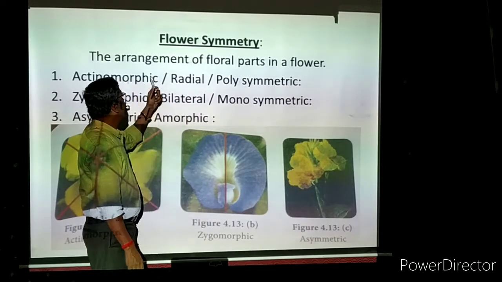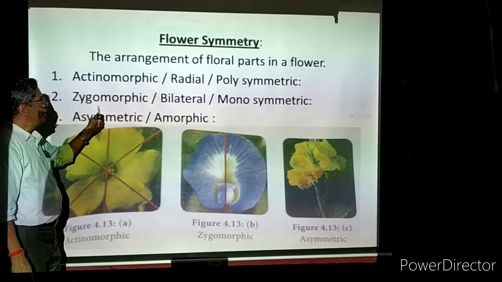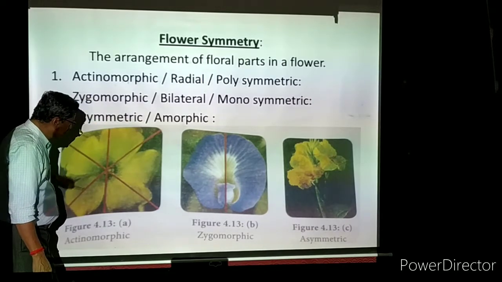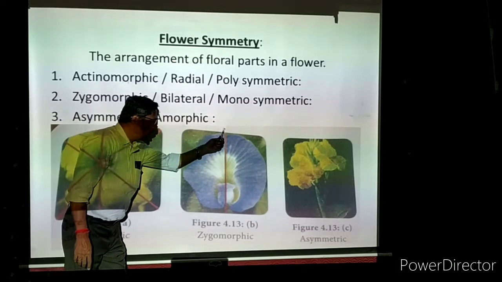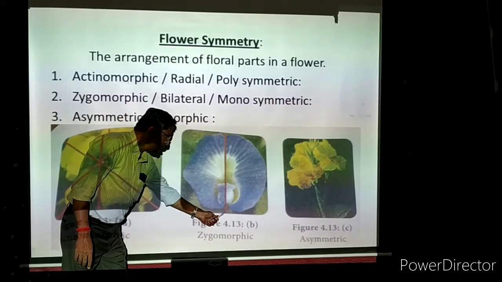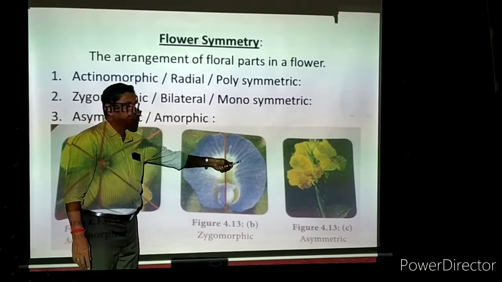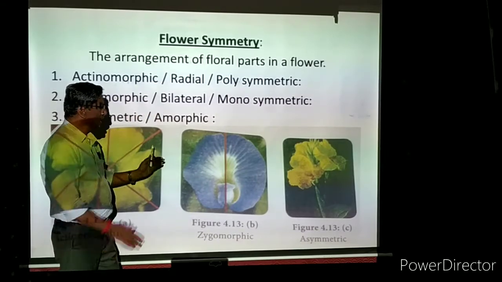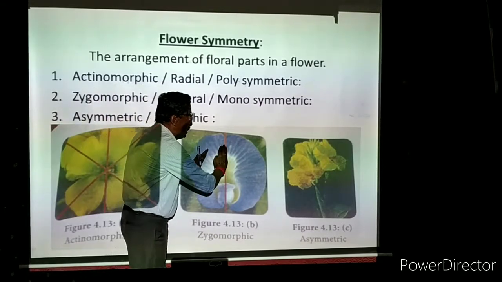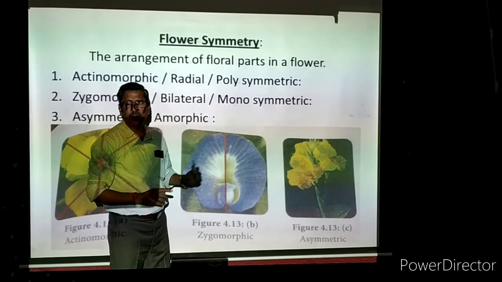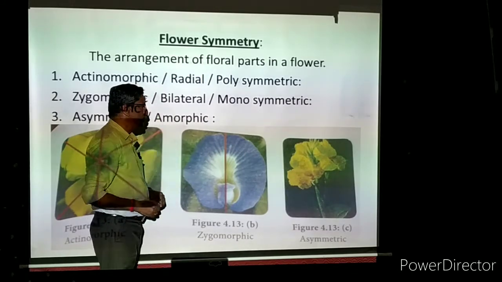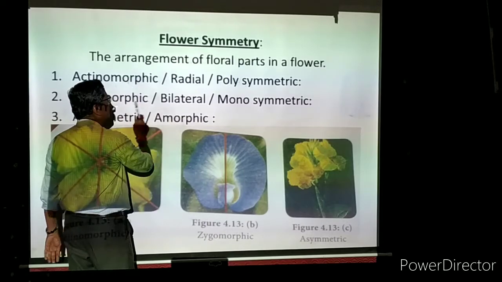That is called the zygomorphic. So in any angle, if you cut through the center, you are getting two equal halves, meaning actinomorphic. In only one particular angle, if you cut through the center, we are getting two equal halves, then it is called bilateral. Now you see that the floral parts are arranged right side and left side regularly, uniformly, but if you change the sectioning, we are not getting two equal halves. That is called a zygomorphic bilateral.